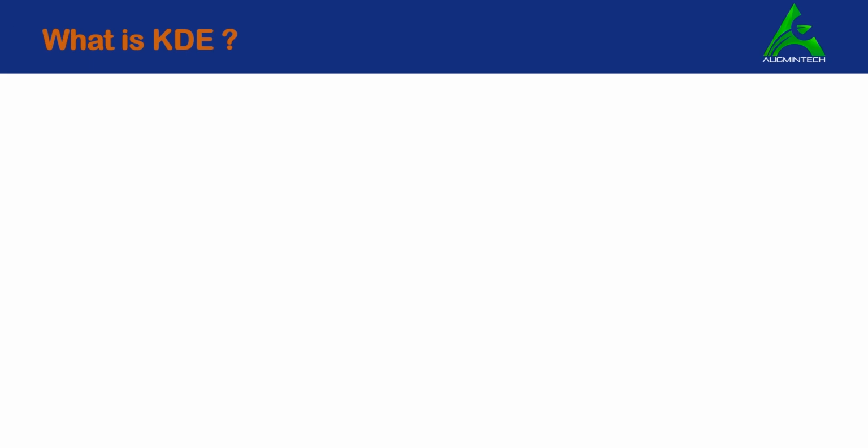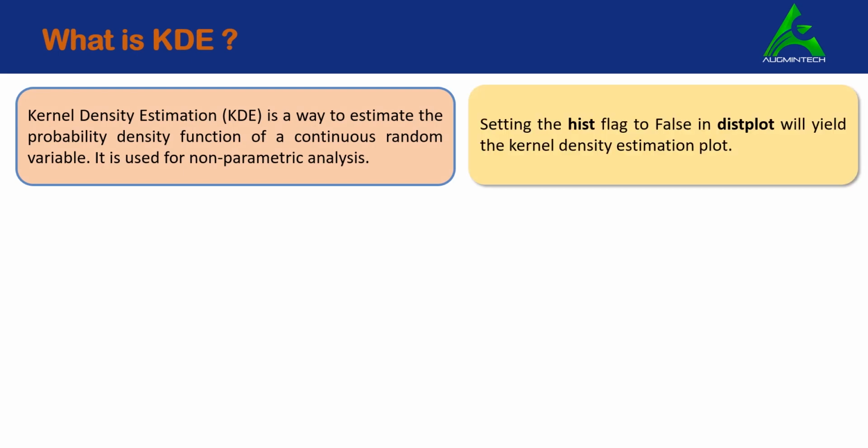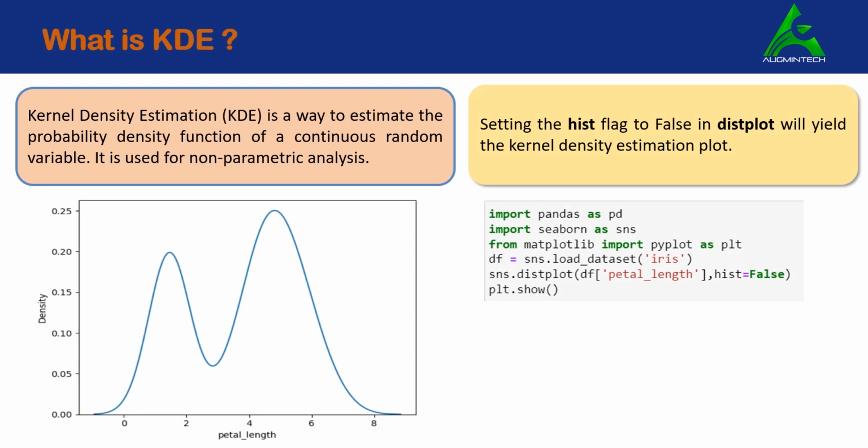Now let's understand what is KDE. So KDE here is kernel density estimation. It's a way to estimate the probability density function of a continuous random variable, and it is used for non-parametric analysis. So setting the hist flag to false in this plot will yield the kernel density estimation plot. So once we specify hist equals false, we will get a plot that will have only the curve for the kernel density estimation.